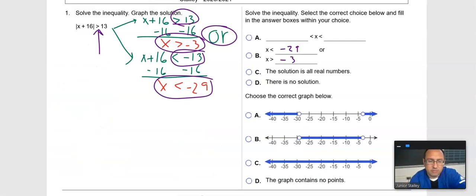Now, move on to the next one. I'm sorry, what am I thinking? I didn't even graph it, for crying out loud.